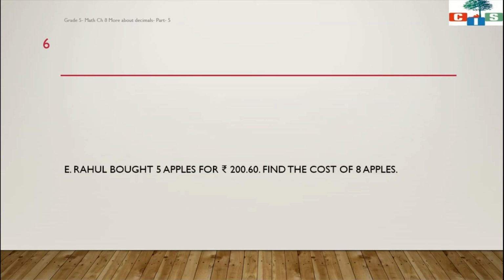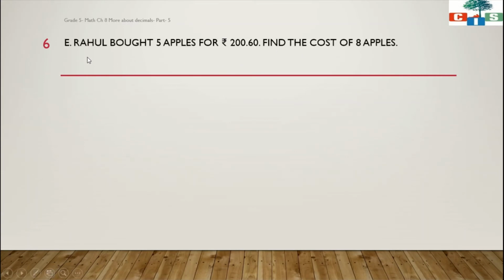Let's see sum number E, which is the last sum. That is, Rahul bought 5 apples for rupees 200.60. Find the cost of 8 apples. Again, here cost of 5 apples is given and we have to find cost of 8 apples. So our first task is that, scholars, we have to find cost of 1 apple.